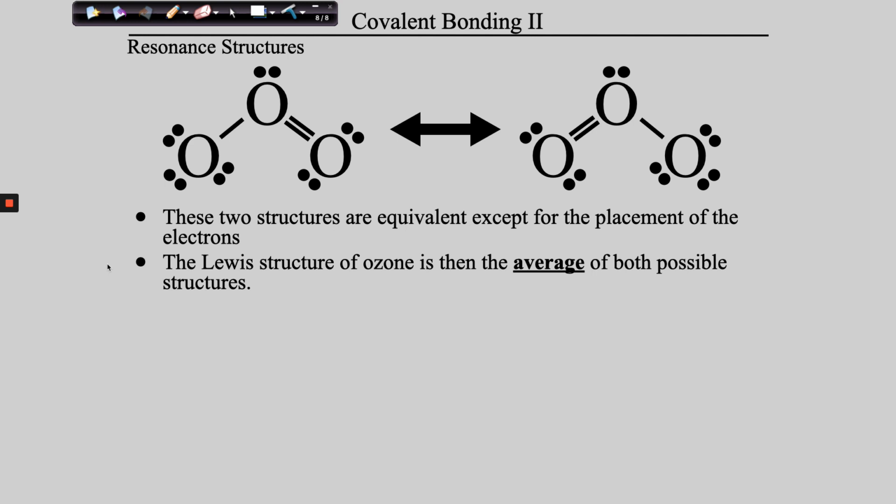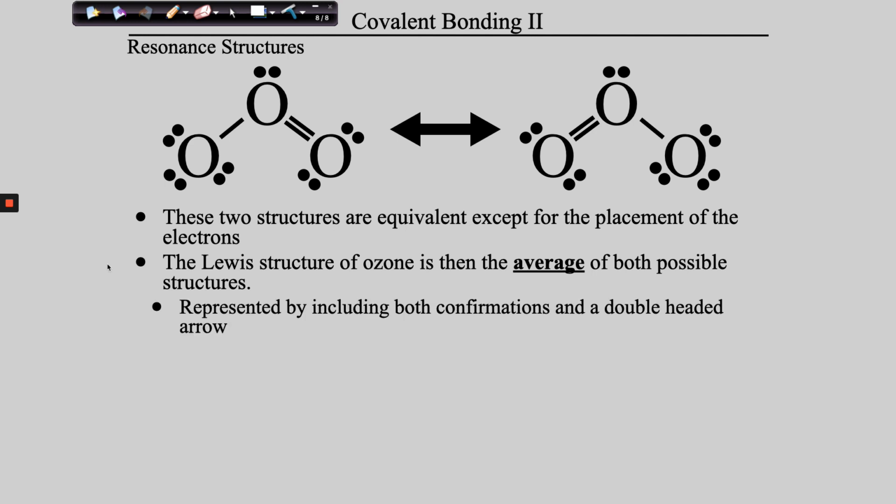So guys, this then leads us to the term that we use for these. These are called conformations. So we represent this by including both of the conformations and a double-headed arrow that's not the equilibrium arrow. So we would then say that ozone has two conformations, and we draw them both, one on the left, one on the right.